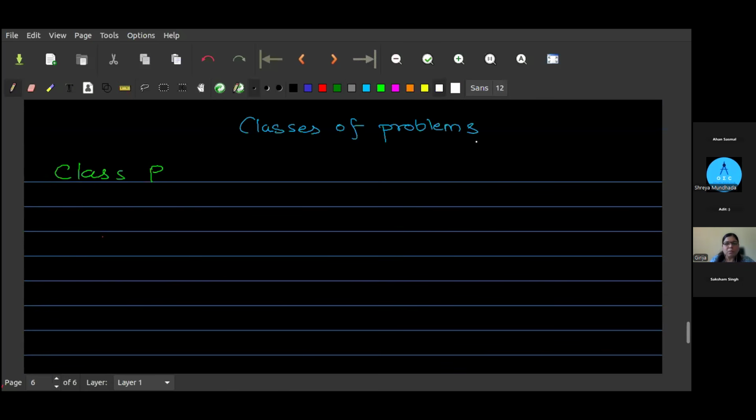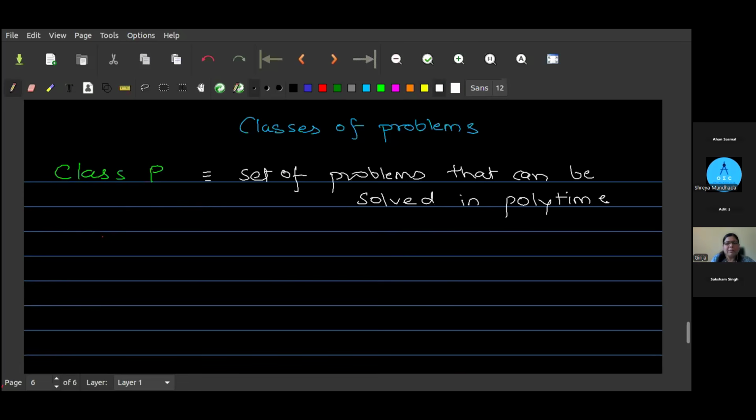Also, when we say problems, for now we are just looking at decision problems, and we are looking at both solving and verification. Once I start defining the classes, it will be clear what aspect I'm looking at. Is it solving or is it verification? So class P is a set of problems that can be solved in polynomial time.